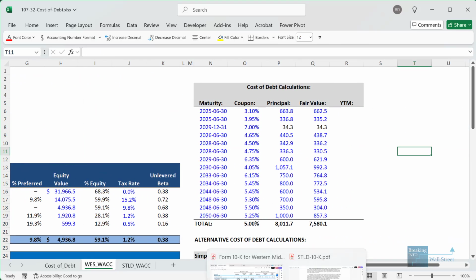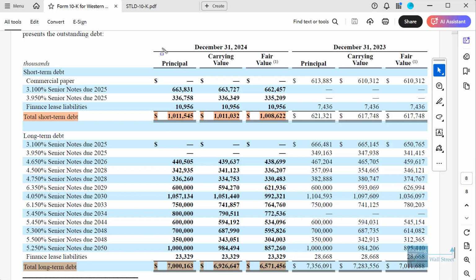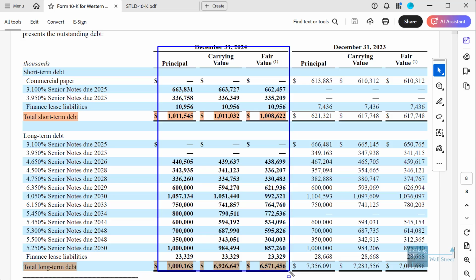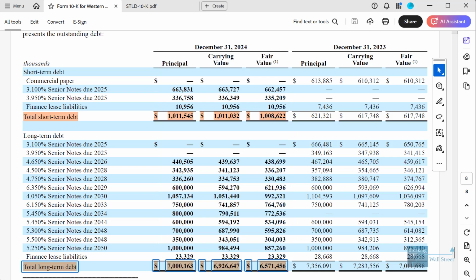If you pull up the extracts from their 10K, they actually give us the fair value and then the carrying value and principal value of all of their tranches of debt. So the principal is the face value, what they're paying interest on. The fair value is the market value of the issuance. And so we can use all this information to calculate the yield to maturity on each tranche of debt.